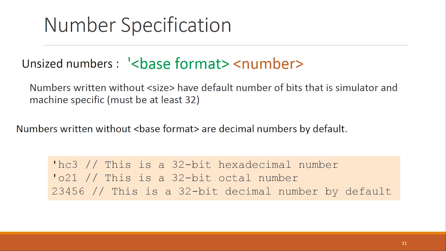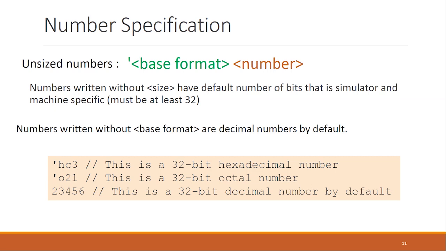the decimal format. So the first example given here is a 32-bit hexadecimal number. Because we have not specified the size, we are assuming that the simulator and the machine are using 32 bits as the default size. If so, this is a 32-bit hexadecimal number. We have specified the base format and the number. And in the second example, we have not specified the size, but we have specified the base format and the number. It's a 32-bit octal number.